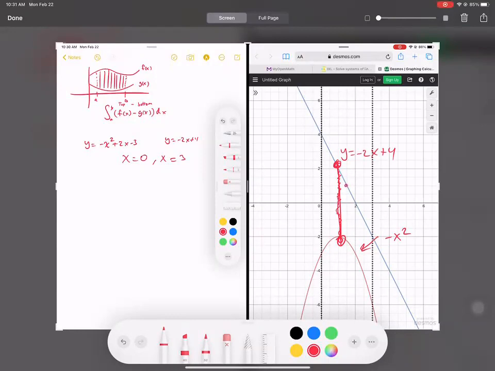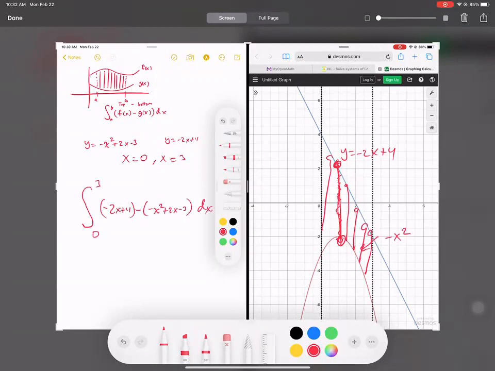And if I move over and minus this y from this y, and this y from this y, and this y, do you really want to do all that work for infinitely many times? No, but that's what the setup does for us. The integral of negative 2x plus 4 minus negative x squared plus 2x minus 3 dx between 0 and 3.